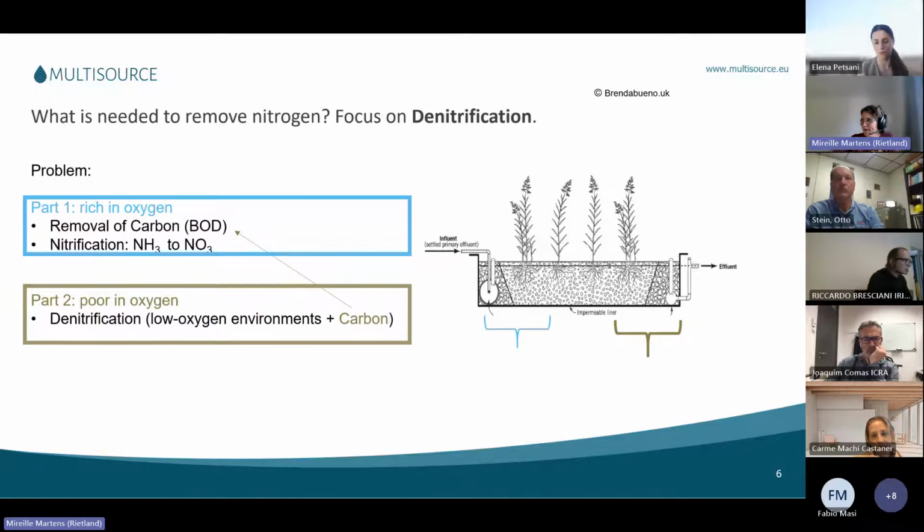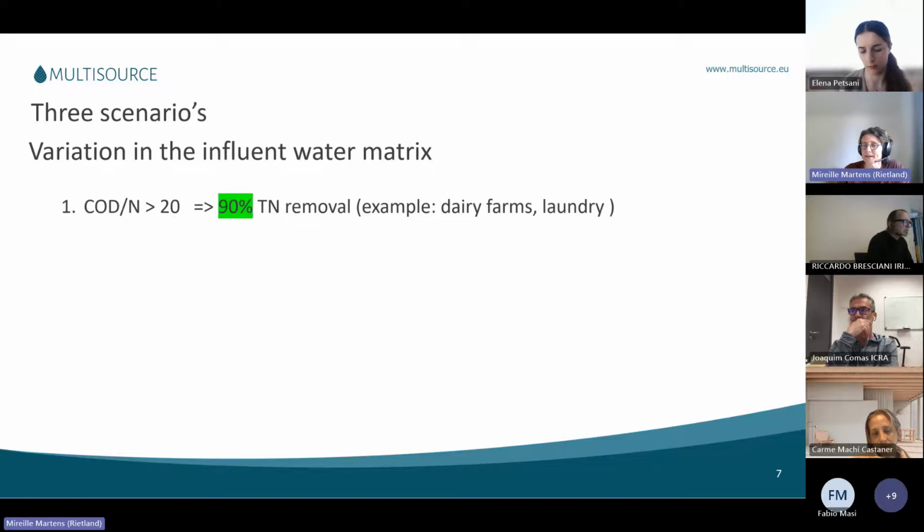So if we analyze this, if you have in your influent water matrix, for example, a COD to nitrogen ratio of over 20, then you could have 90% of total nitrogen removal, which is excellent. To give you an example, that are dairy farms and could be a laundry. I'll explain more in depth later.